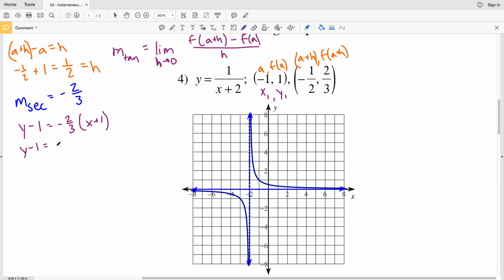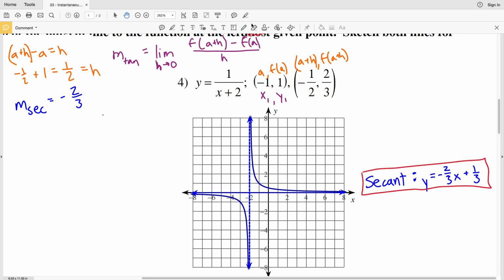So distributing -2/3, I'll have -2/3 x plus -2/3. Then all I need to do is add 1 to both sides in order to isolate my y, so I'll get that y is equal to -2/3 x plus -2/3 plus 1 is a +1/3. So -2/3 x plus 1/3 is the equation for my secant line. While I'm at it, I'll go ahead and graph that. So at -1, 1, and -1/2, 2/3, I'll draw my secant line.